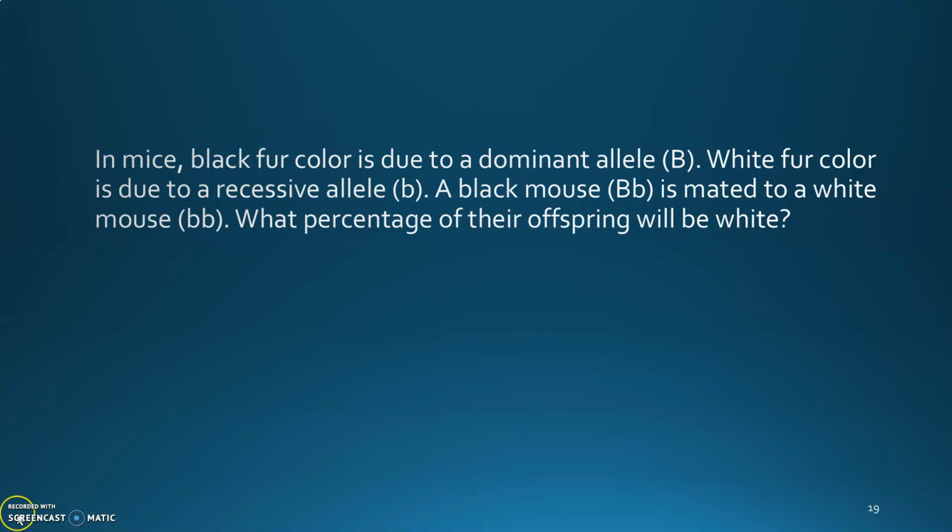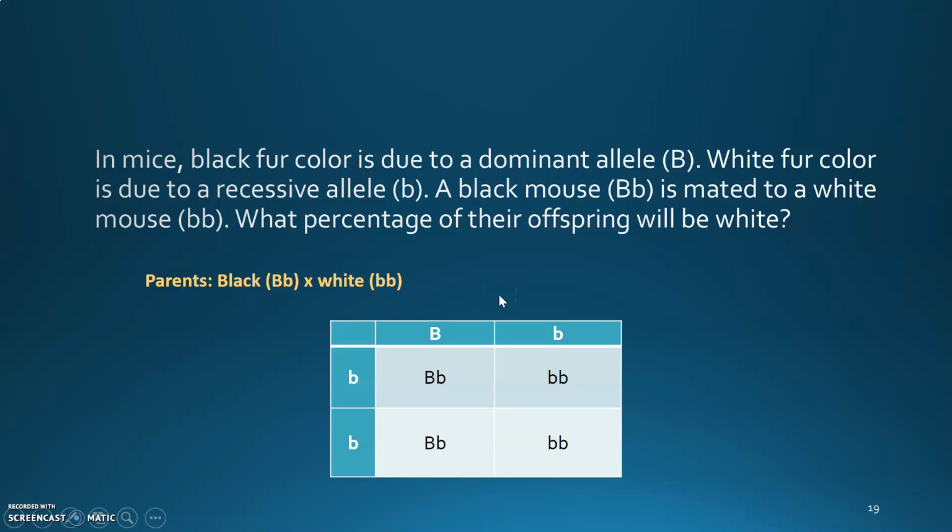Okay, so first, you can list out the genotypes of the parents. We have a black, big B, small b, heterozygous mouse, right? And a white, homozygous recessive mouse, two small b's. And you can set up the Punnett square with the black mouse on the top, big B, small b, and then the white parent going down the side, small b, small b.